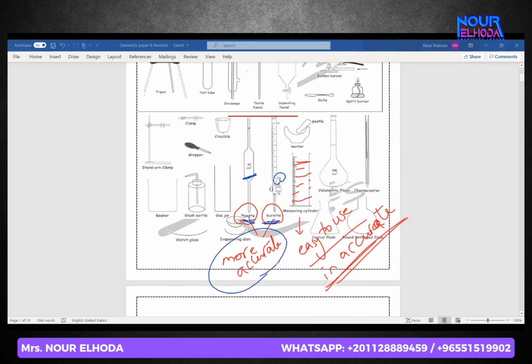If he asks me in the exam what is the disadvantage of the measuring pipette? The only problem is that the pipette is accurate, but since it's very thin, the liquid takes a little bit long time to go down. It's not like the burette or measuring cylinder. This is maybe the only negative point, and of course it cannot measure more than 25 cm³. The burette can measure up to 50 and it's also more accurate.